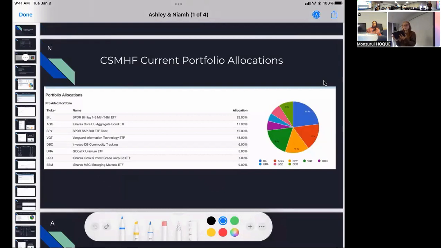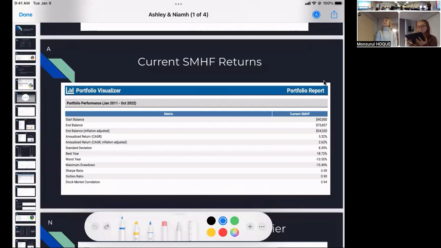So obviously we all know BIL is 23%, AGG is 17%, SPY is 15%, VGT 18%, DBC 6%, URA 5%, LQD is 7%, and then EEM is 9%. So these are our current student hedge fund returns. So currently you could see our start balance is at 40,000. And our end balance is only 73,000, which can be increased.